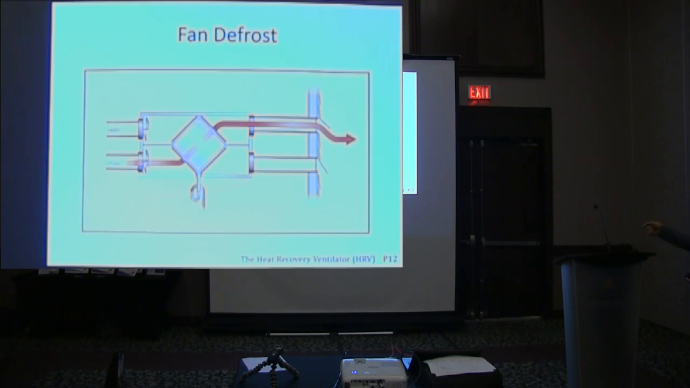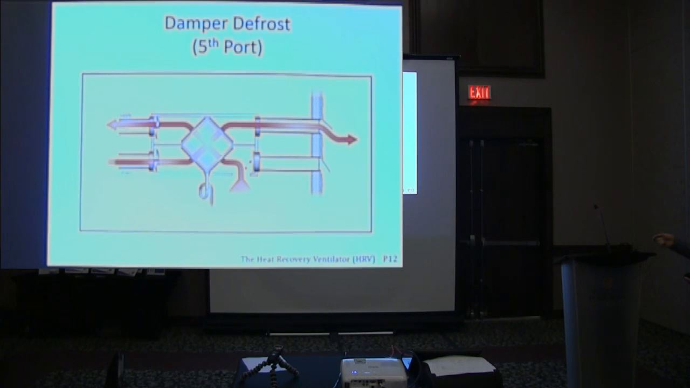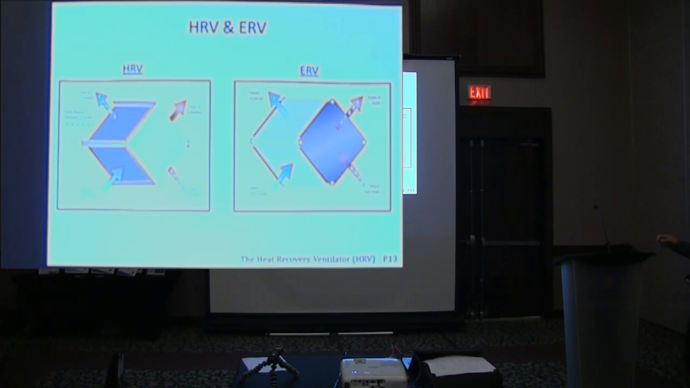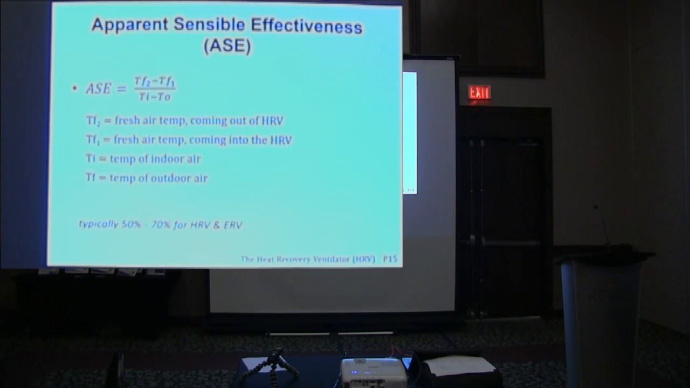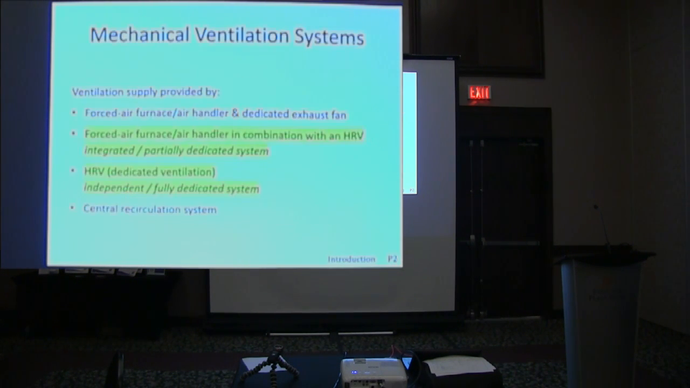We go through the different defrosting methods of the HRVs. We've got fan defrost, damper defrost. We talk about the differences between an HRV and an ERV and when you might choose to do one over the other. We talk about the terms, the quality of these. We've got apparent sensible effectiveness and sensible recovery efficiency. That is the one in the BC Building Code. So just getting people familiar with this appliance and what it's all about.